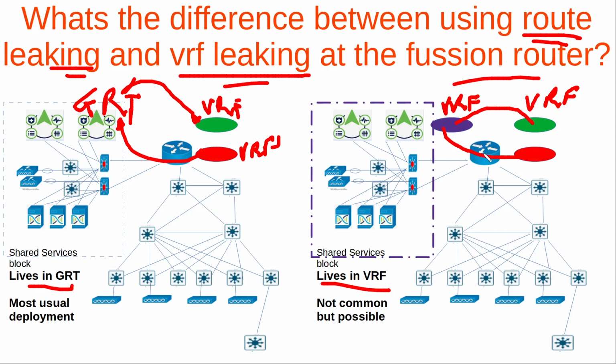If you're going to make your Fusion router share routes between BRFs coming from your fabric and your shared services block that lives in a BRF, so that means BRF to BRF, that is known as BRF leaking.